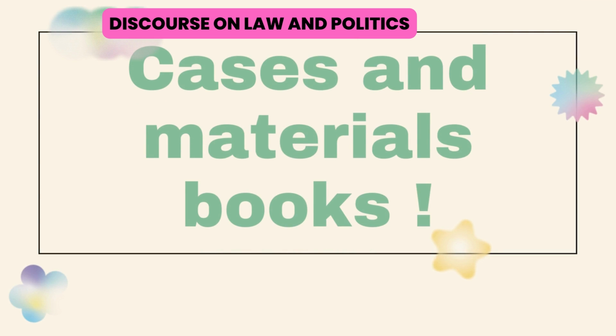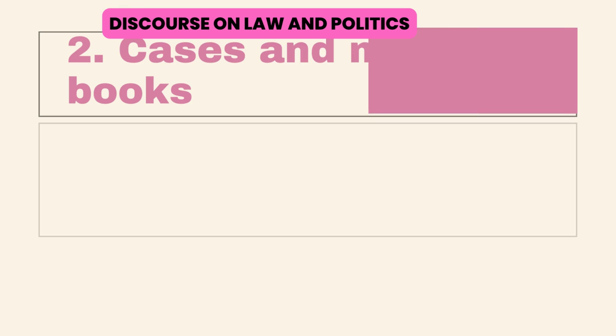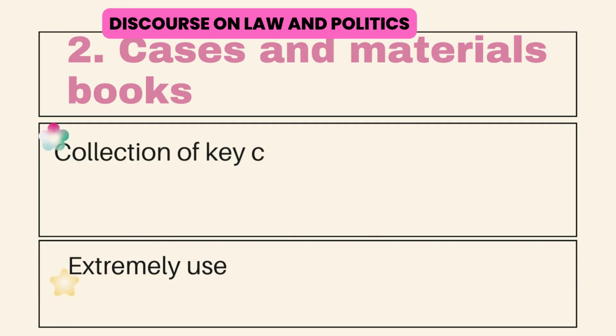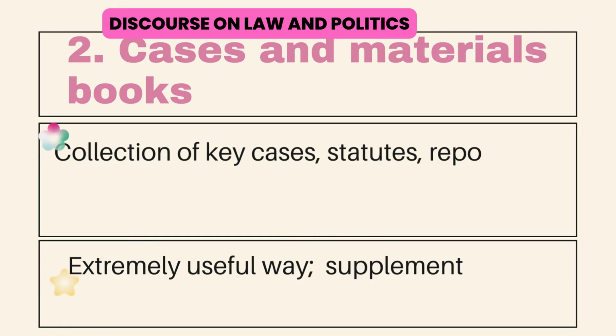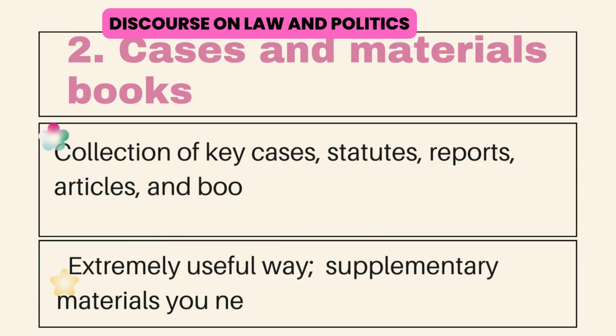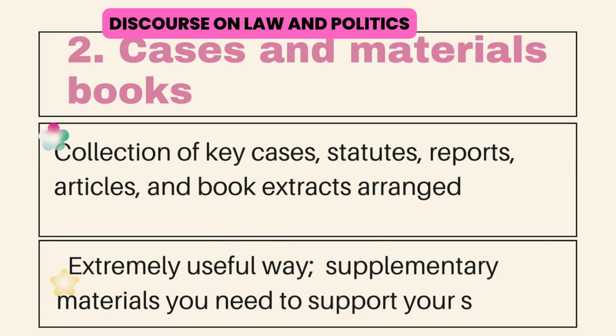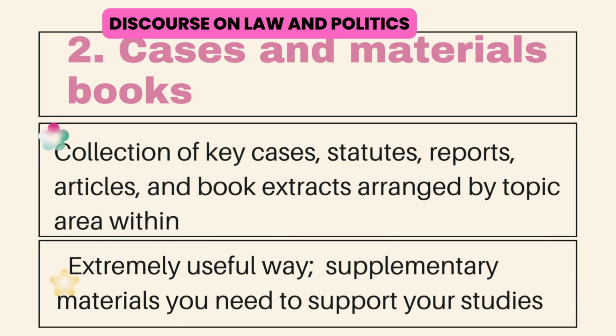Now moving to the next type of law books, which is very popular among the students, and that is the case and material books. This is the second type of book. These case and material books have key collections of cases, statutes, reports, articles, and book extracts, all arranged topic-wise for that particular subject.